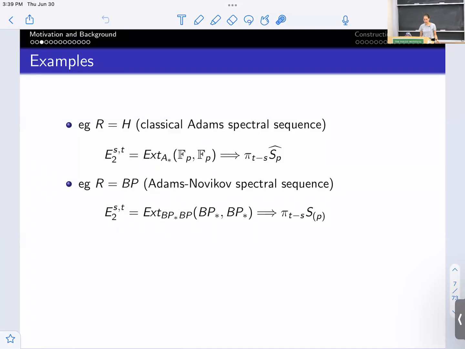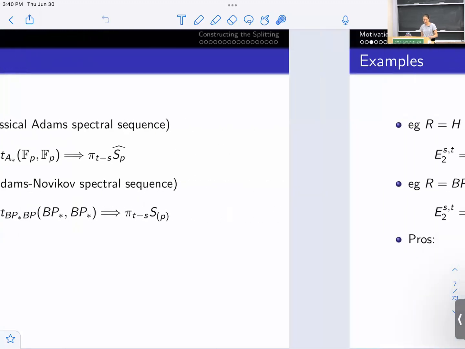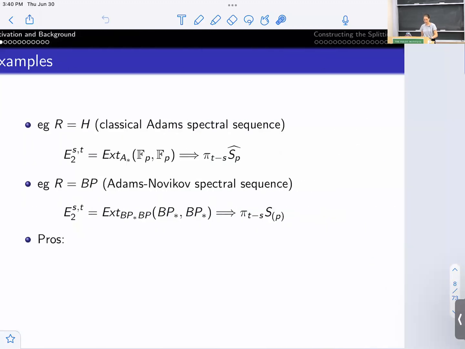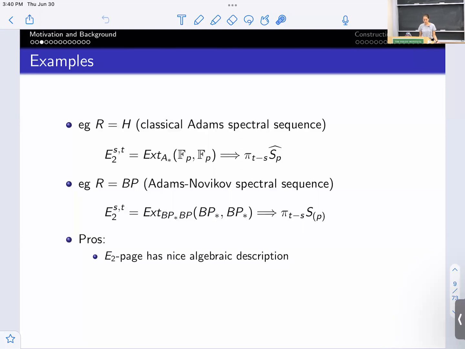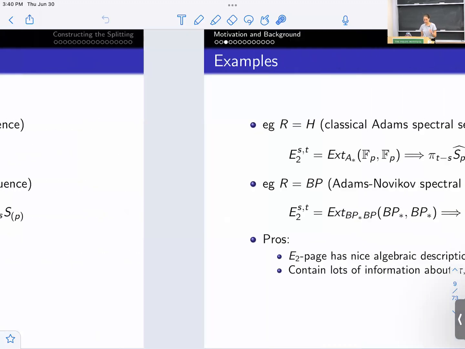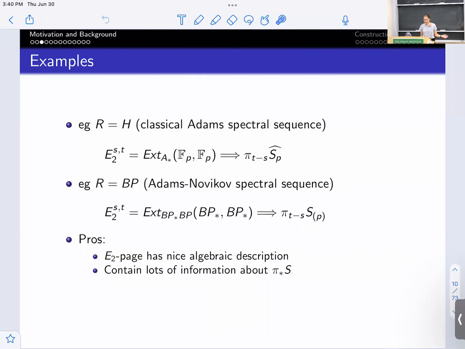Another example that's pretty classical is the Adams-Novikov spectral sequence, where you're taking R to be the Brown-Peterson spectrum. And so these are both really great choices of ring spectra. For one, the E2 page has an algebraic description, which is great. They contain tons of information about the homotopy groups of the sphere. But maybe one big drawback is that it's really difficult to compute further differentials.